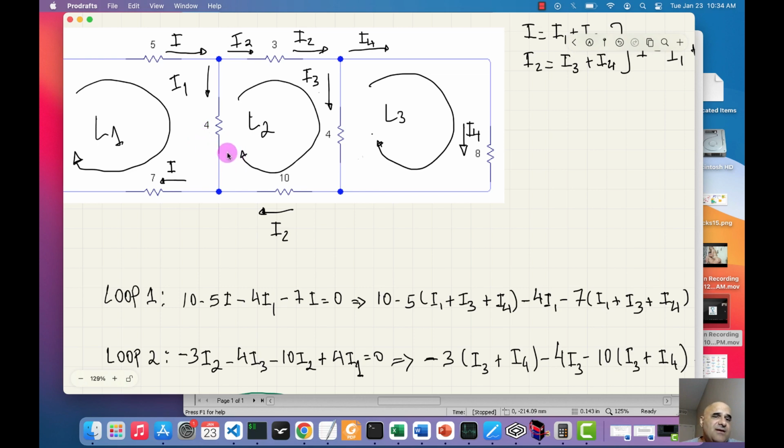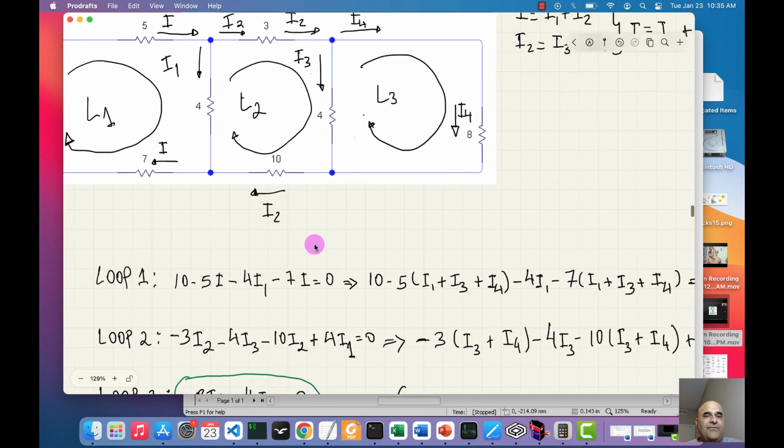But look, the loop is going up, this current is coming down. So this will be a voltage raise. So this will be positive 4 times I1. Take a look here, positive 4 times I1. I have now all of these equal to 0 to keep the law valid, Kirchhoff's law.